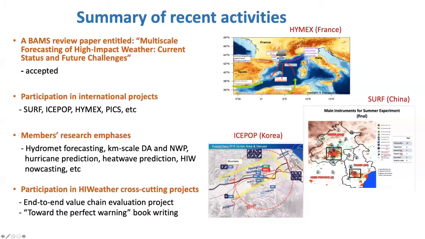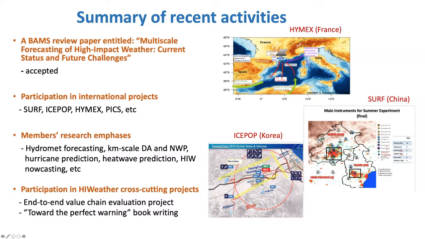Okay, this slide lists the recent activities by the team. The team worked on a BAMS review paper in the last 2 years entitled Multi-Scale Forecasting of High Impact Weather: Current Status and Future Challenges. This paper has recently been accepted. I think it will be in print pretty soon. Various members participated in international projects such as this project in various regions, some in Asia, some in Europe.